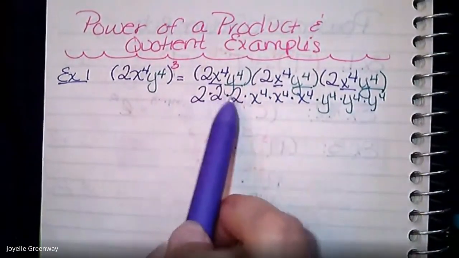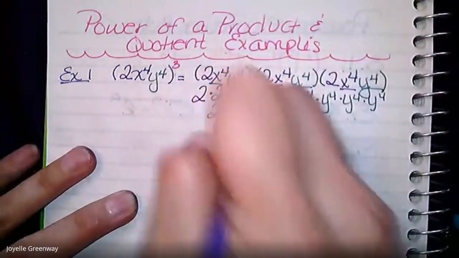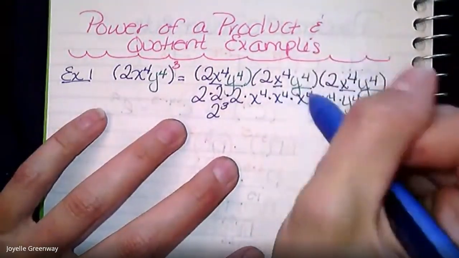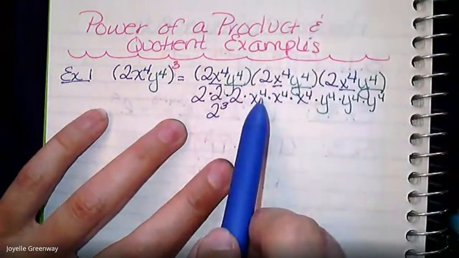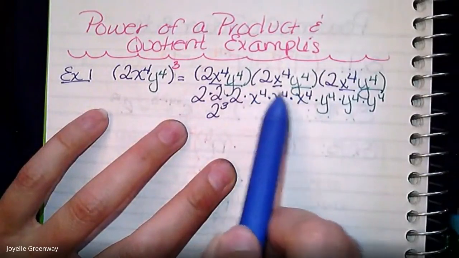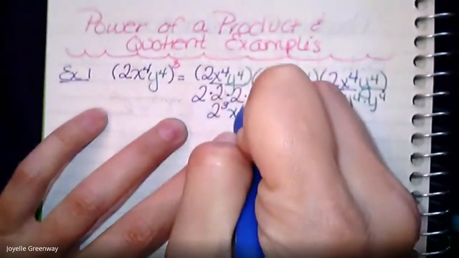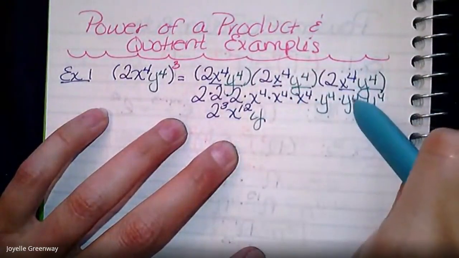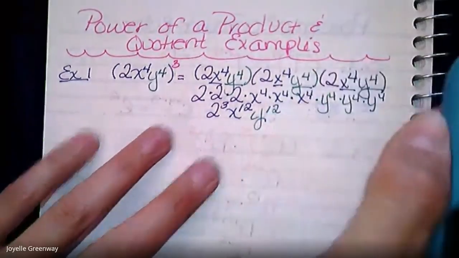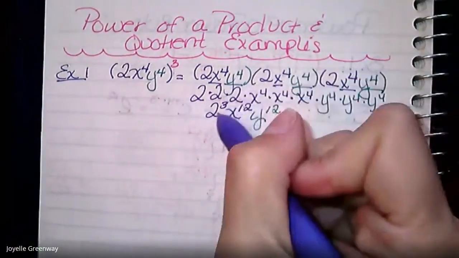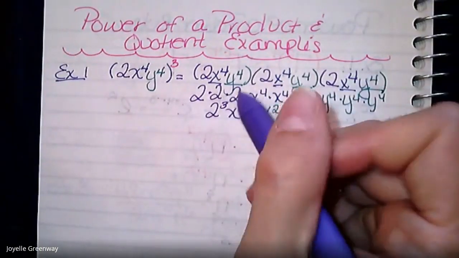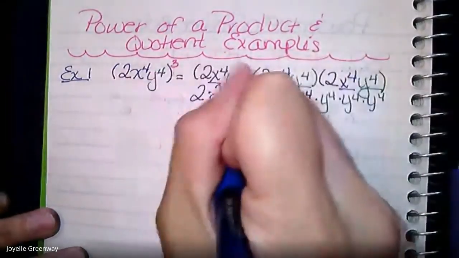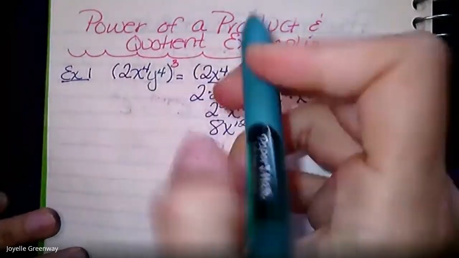So I can write 2 times 2 times 2 as 2 to the third. And then x to the fourth times x to the fourth times x to the fourth, when you're multiplying bases, we add 4 plus 4 plus 4, so we get x to the 12th. And then y to the fourth three times is y to the 12th. So 2 to the third is 2 times 2, which is 4, times 2, which is 8. So we get 8 x to the 12th, y to the 12th.